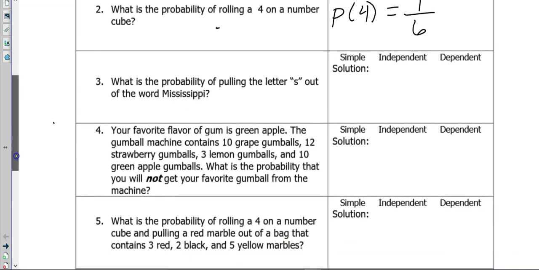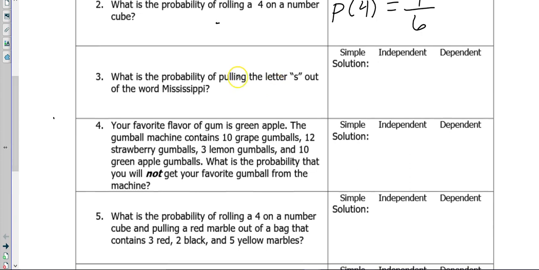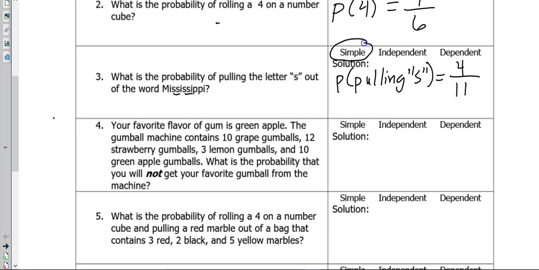Number 3, we're going to find the probability of pulling out a letter S. So the probability of pulling an S is going to be equal to the number of S's that are there. So we have 4 S's. And with the word Mississippi, we have 2, 4, 6, 8, 10, 11. So out of the 11 letters, 4 of them are S's. There's only one event, so this is a simple event, and it's 4 out of 11.